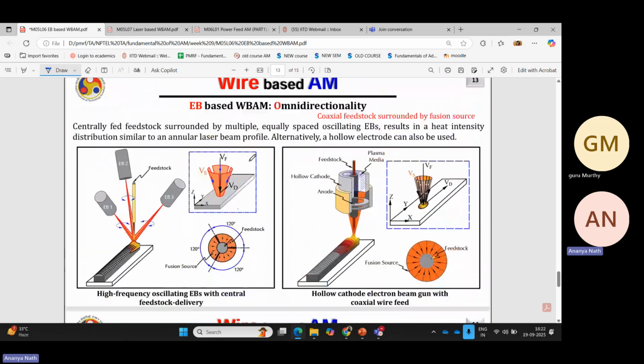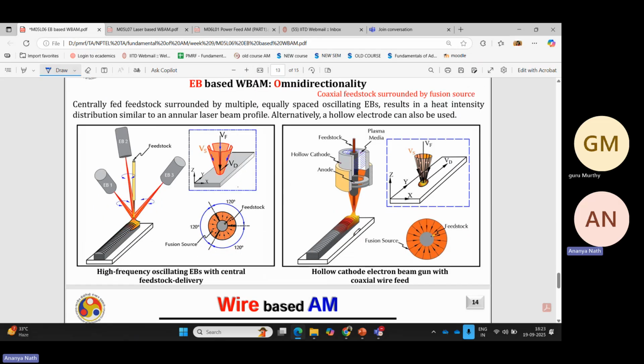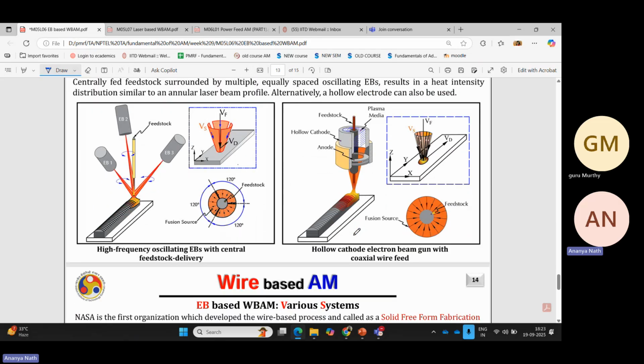Then comes the process where you are using coaxial wire feeding. The wire will be coming at the middle, and the electron beam is coming from one source, but then you have split it into three beams, and now you're focusing these three beams from three sides 120 degrees apart using three different pairs of magnetic coils, and you can focus the beam at one spot and deposit using this coaxial wire feeding.